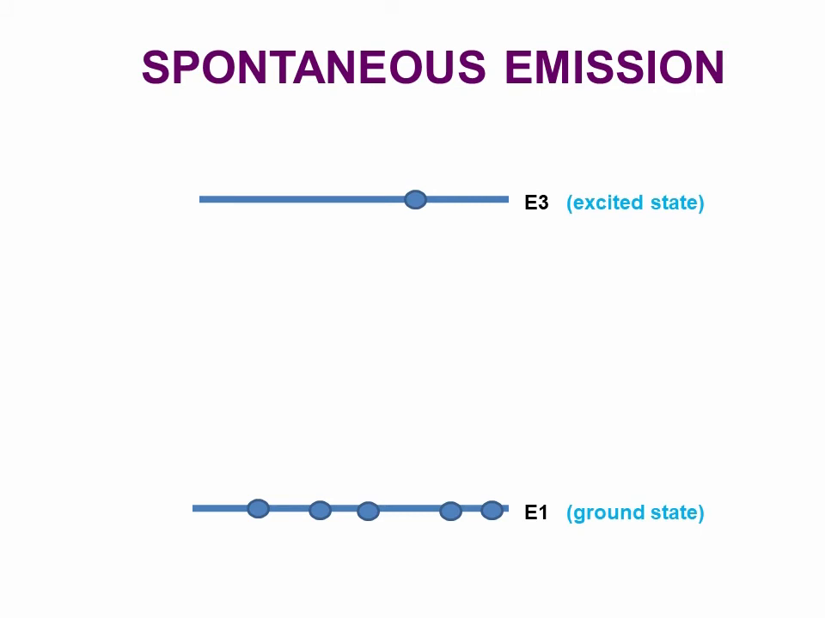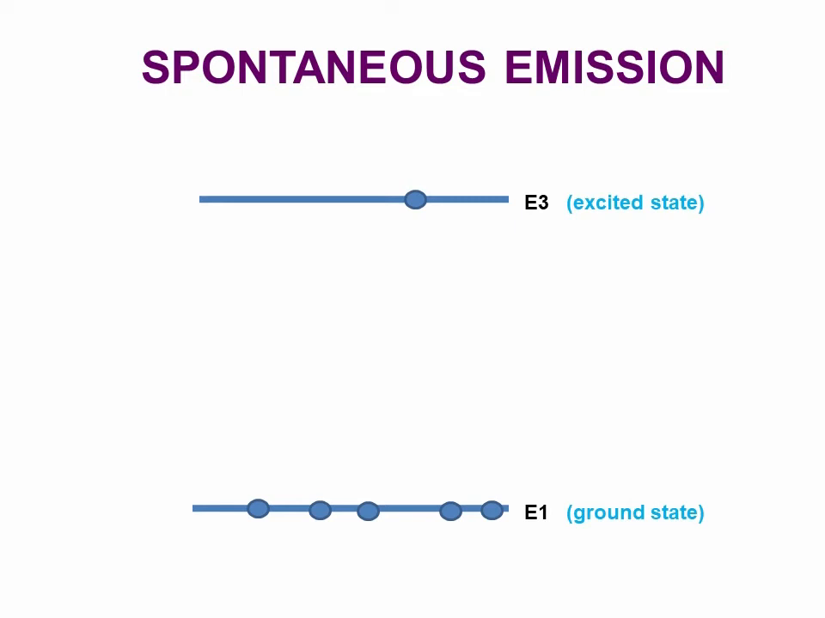Normally, the atoms in the excited state will not stay there for a long time. So, they come to the ground state by two methods. The first one is spontaneous emission and another one is stimulated emission. Now, let us see what spontaneous emission is.